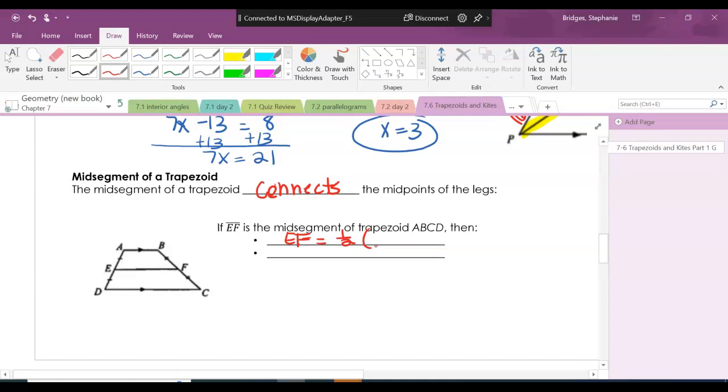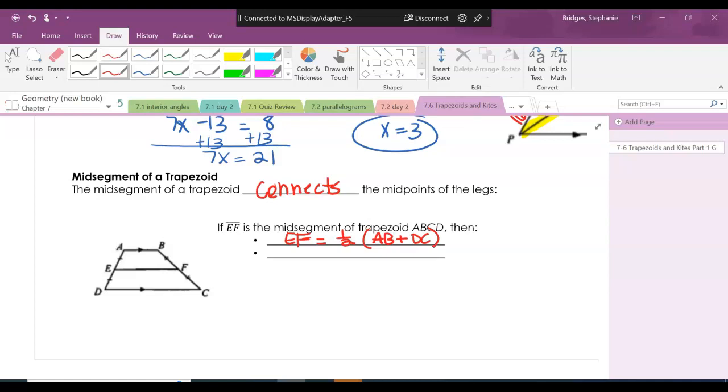And what that means is I take the length of the top base and the length of the bottom base, the parallel sides, and I add them together. What is the top base called? AB. Okay. Plus, what is the bottom base called? DC. Okay. So that's the formula that they give you in all the books. Your mid segment is equal to half the sum of the two bases.